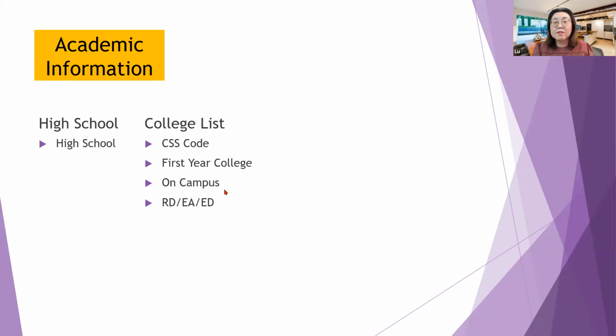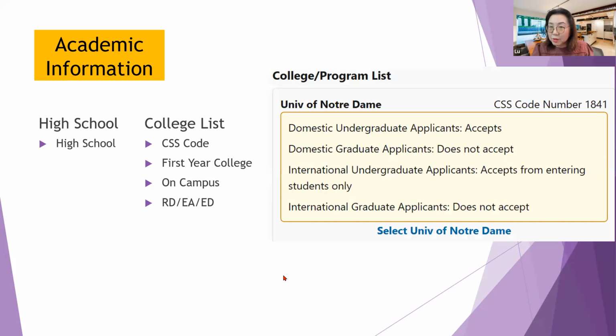That's fine. Now, the college list. Once you get the code, if you did the homework like I suggest you to do, to get the CSS code, you're going to have the 4-digit number. Then all you have to do is to enter that number. You're going to get the CSS code. And then it's going to clearly tell you, see that? Domestic undergraduate applicants accept, does not accept, right? And it tells you, do not fill this form if you are international. Let's say this one, international students accept, and the international graduate applicants do not accept. So this is just to double check, make sure. And then all you have to do is to select the university, and that's it.